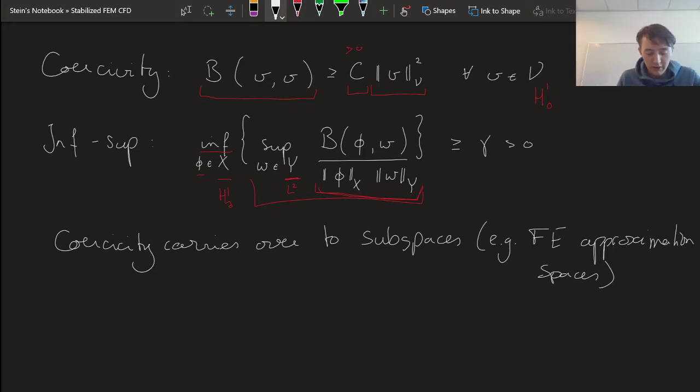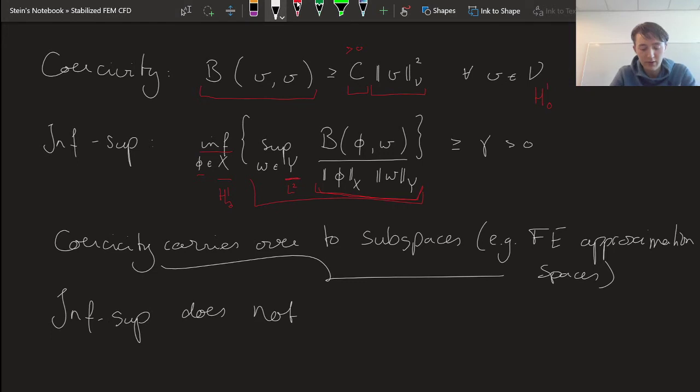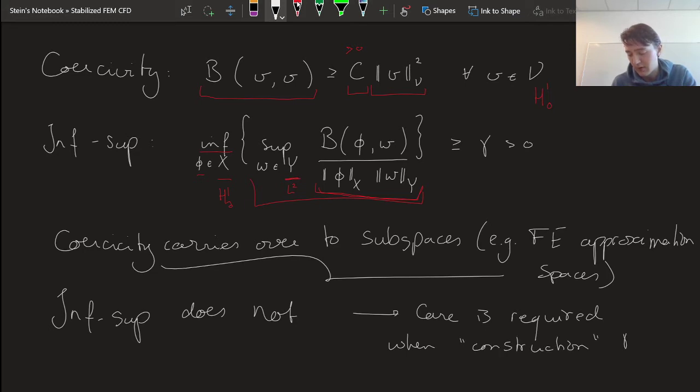So the conclusion here is that Inf-sup does not carry over to subspaces. Yeah, so we have to be very careful. Care is required when constructing finite element approximation spaces.